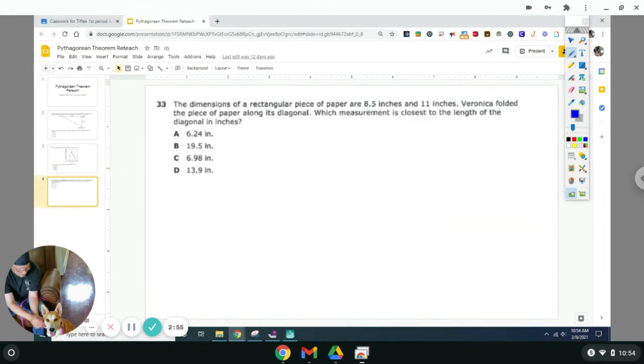Okay. Number 3. The third example says the dimensions of a rectangular piece of paper are 8.5 and 11. Veronica folded the piece of paper along its diagonal. Which measurement is closest to the length of the diagonal in inches?